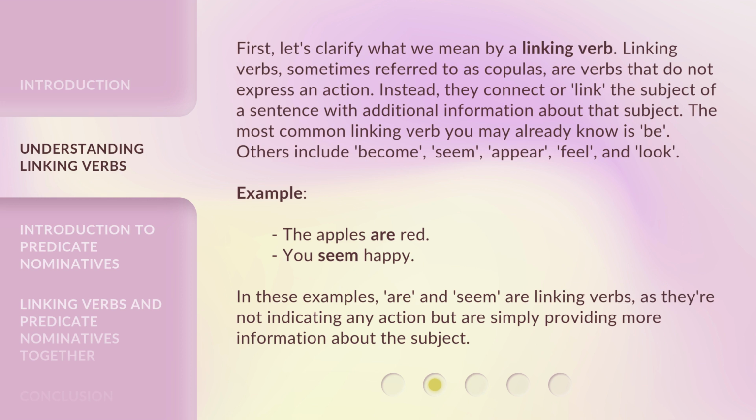Example: the apples are red. You seem happy. In these examples, are and seem are linking verbs, as they're not indicating any action but are simply providing more information about the subject.